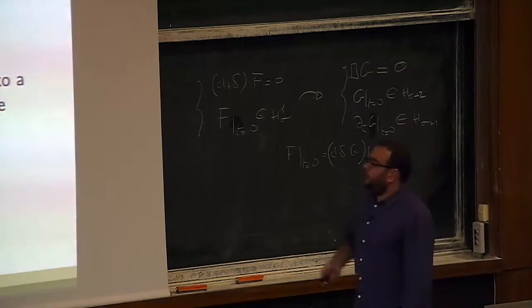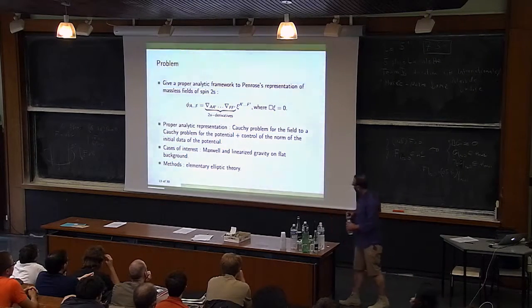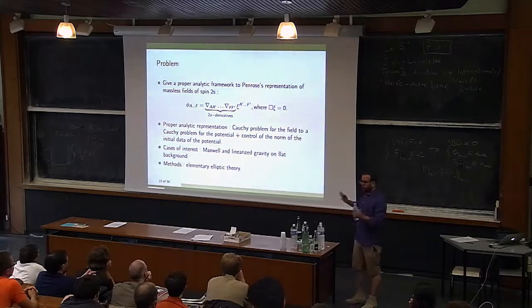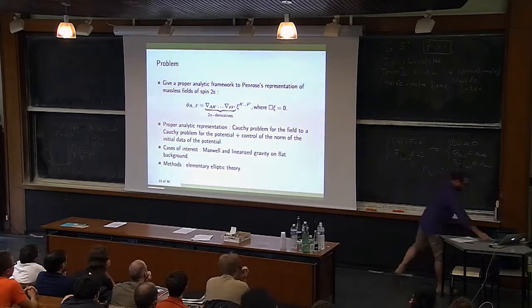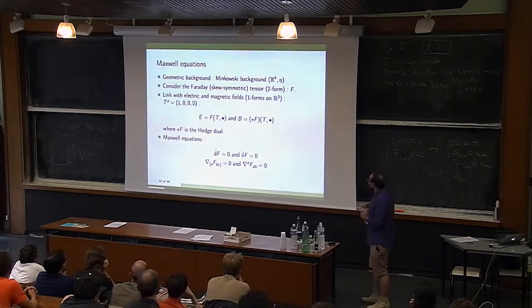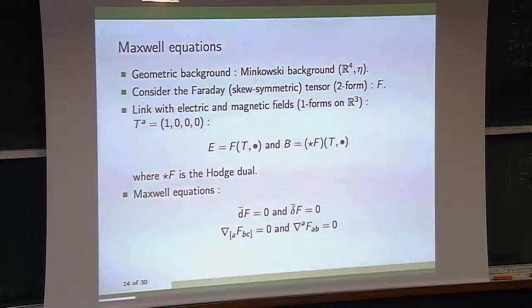So here, what I'm about to explain is Maxwell and linearized gravity. And the method I will use is basically Bartnik's paper on elliptic theory, or something simple. So let's have a look at Maxwell. So Maxwell equation, I guess you are all familiar with this. You consider the Faraday tensor, which is a skew-symmetric two-form. If you give yourself a unit timelike vector, you can define an electric field here and a magnetic field B. So here, the star is a Hodge dual.